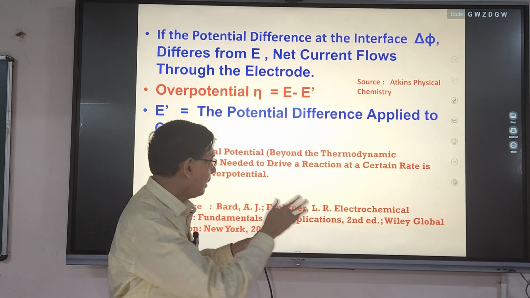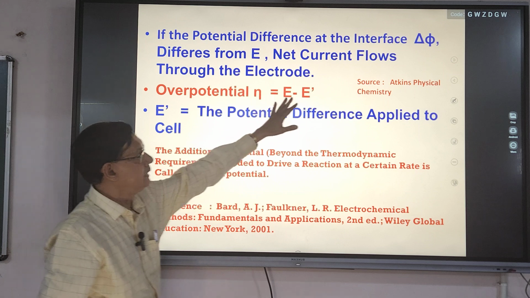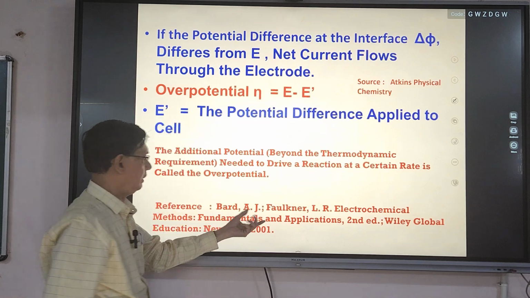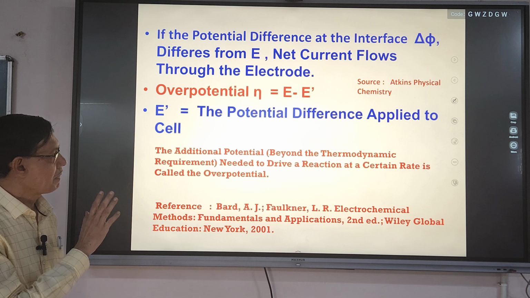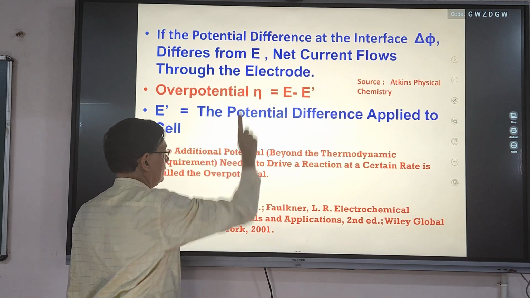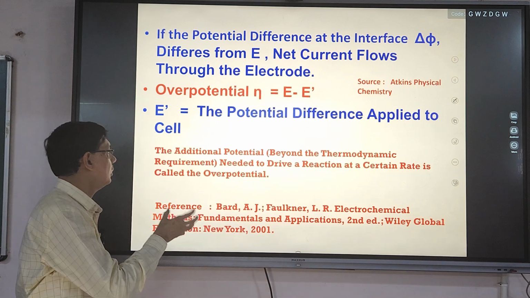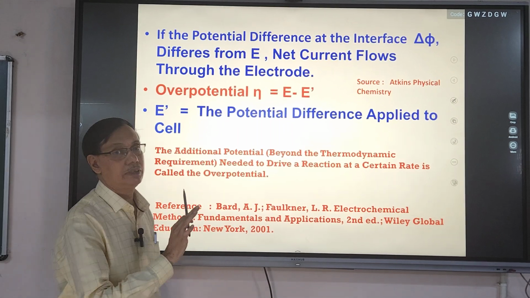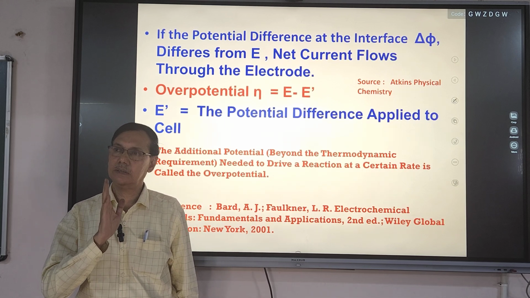Now, when there is equilibrium, that is called the thermodynamic potential. Now I am giving another definition taken from other books. That was Atkins. The other source is Bard, also a famous book, Electrochemical Methods: Fundamentals and Applications, 2001. Now you see the definition: the additional potential beyond the thermodynamic requirement needed to drive a reaction at a certain rate is called overpotential. Last definition. I am using one simple example, then of course you can understand.